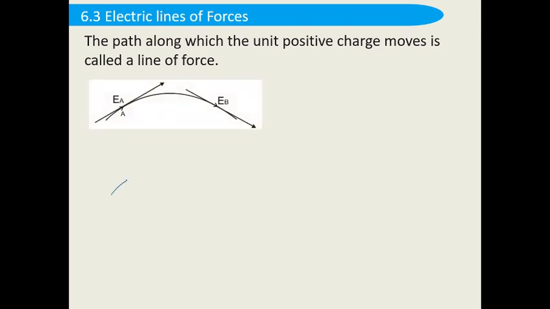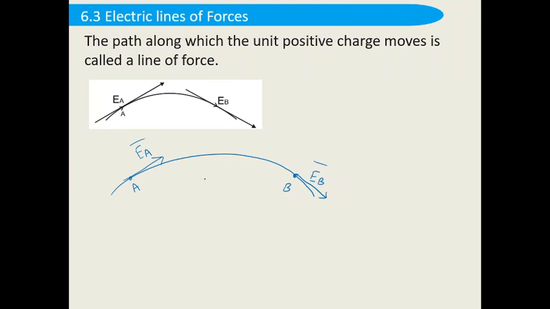If I consider this as the line of force, I consider two positions, position A and position B. So if I want to get the electric field at position A, what should I draw? I should draw a tangent. This tangent gives me the direction of electric field at point A. If I draw a tangent at point B, it is going to give me the electric field at point B. So this is the direction of the electric field at point A. This is the direction of electric field at point B.